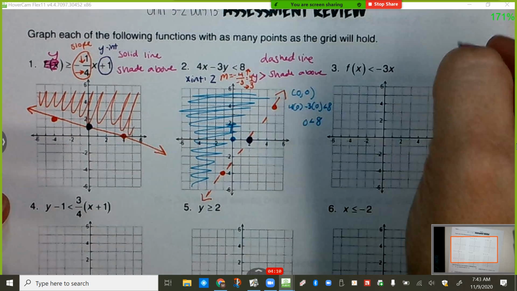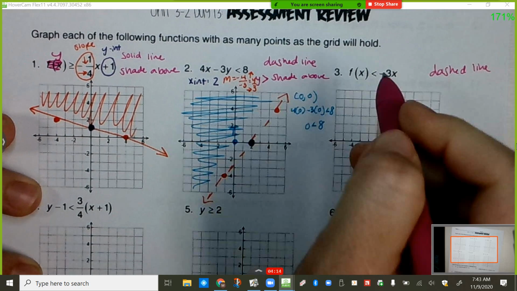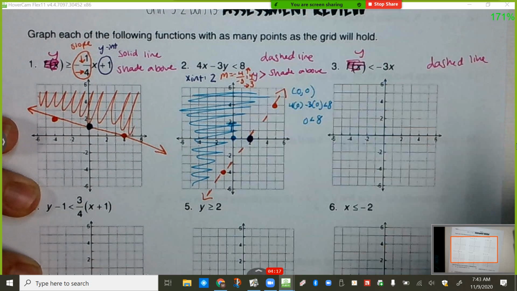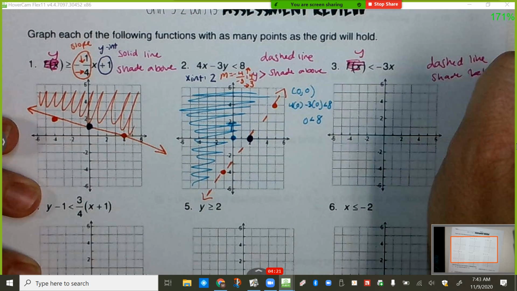Okay, here we're going to have a dashed line. Okay, and remember, f of x just means y. So it's saying y is less, so we're going to shade below, because if something's less, it's below you.